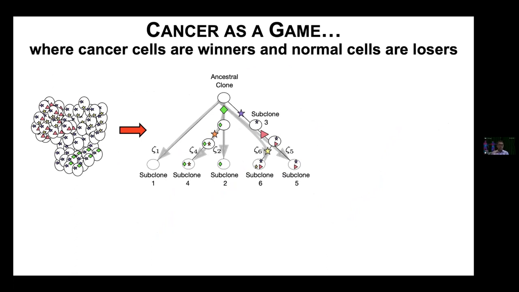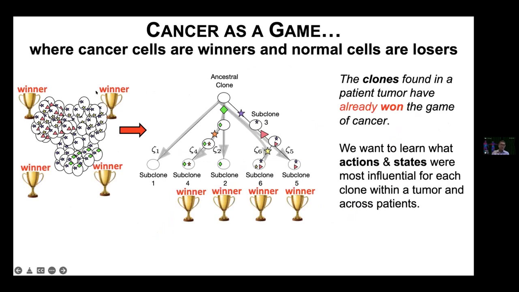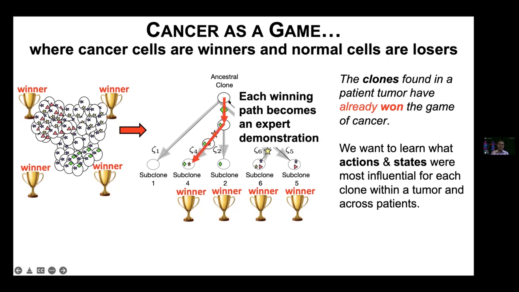So the way we did it was we thought of cancer as a game where the cancer cells are winners and the normal cells are the losers. What we mean by that is that every cell that made it as a subclone within this cancer tumor in some way won the game of cancer. It managed to reproduce successfully. So every terminal subclone inside of the tree is a winner. And what we're trying to learn are the actions and states that were most influential for that winning state at the end. We can think of each path from the normal cell and the mutations that take it to the different subclonal states here to be the winning path. If you think of this as a game, this is the expert gameplay. This is the expert demonstration of how to win the game of cancer.